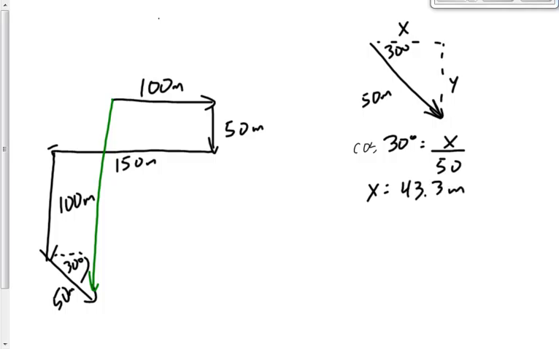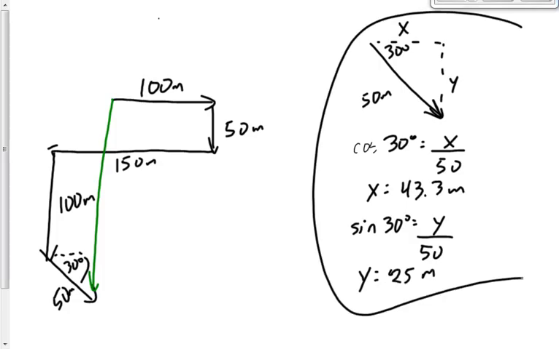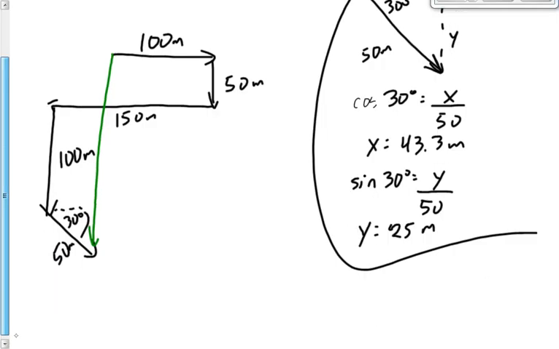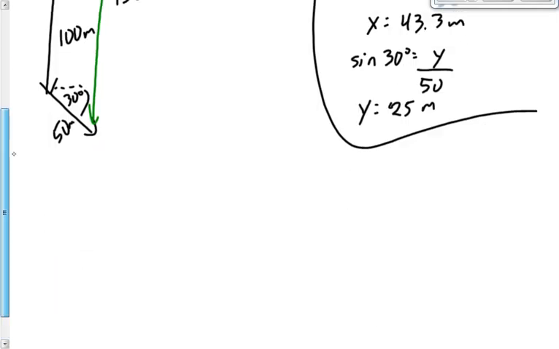Now the y component, we're going to use the sine function for that since it's the opposite side. Sine is equal to opposite over hypotenuse. That's y over 50. Y ends up being equal to 25. Okay, there's my little aside. Now let's go to the meat of this question: the x and y components of all the vectors.